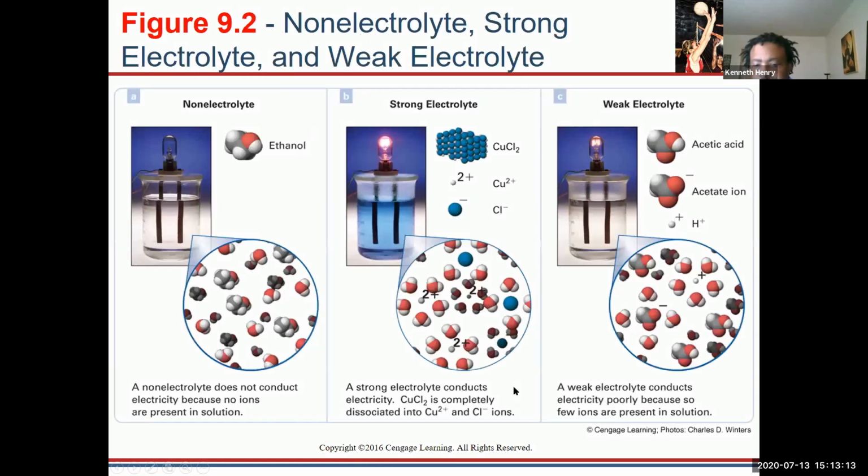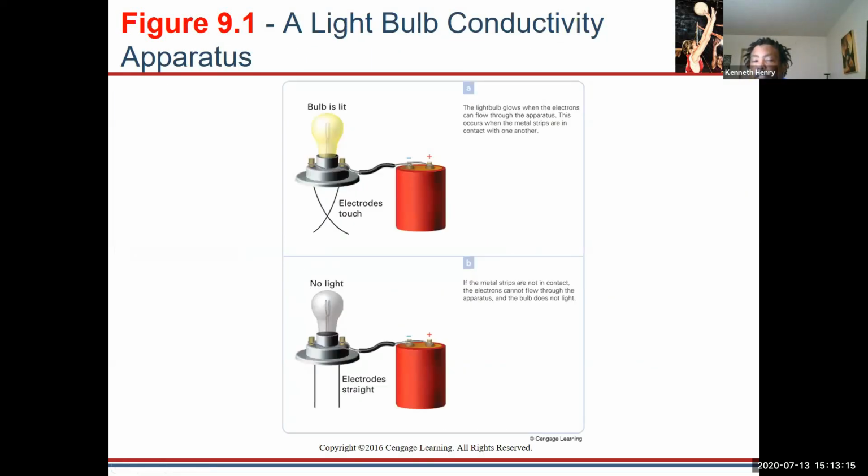It's kind of like when you turn on your light switch in your room.